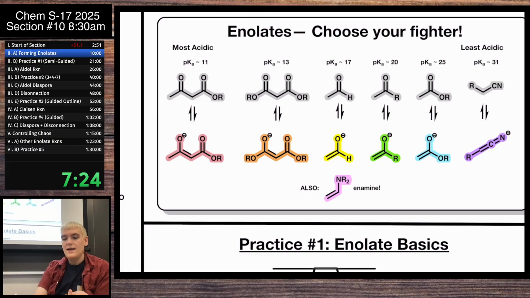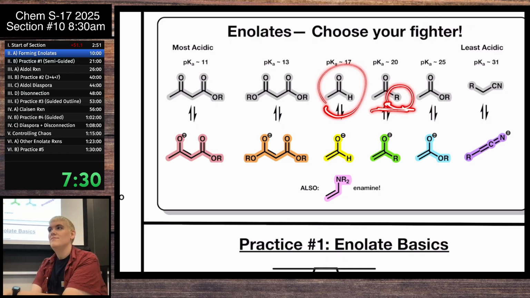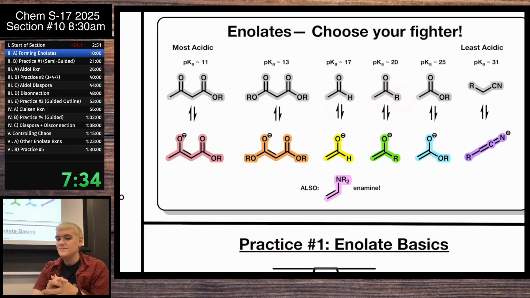It's also why the aldehyde is more acidic than the ketone. This R group is slightly donating via hyperconjugation, and so it's going to be less acidic there. It's going to be less willing, when we deprotonate this, to have the electrons fold in.